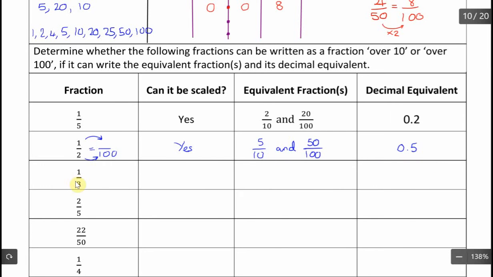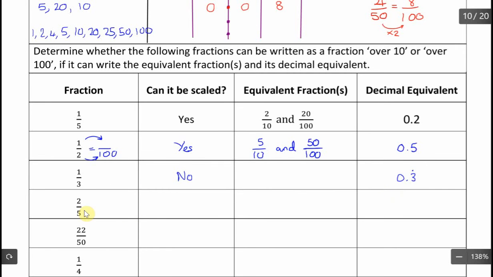For 1/3, 3 is neither a factor of 10 nor a factor of 100. So can it be scaled? For the purposes of this, no. The equivalent decimal for 1/3, you may just know, is 0.3 recurring. So this is not the only way to convert a fraction to a decimal. It's a very efficient way using our knowledge of place value, but it's not the only way. I'll show you how we got that answer in a second.